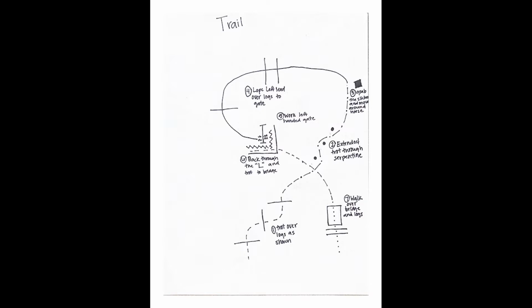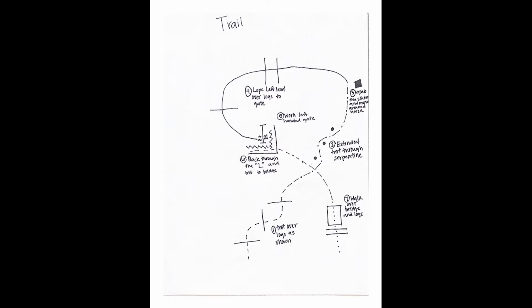So our first maneuver is trot over the logs in a serpentine. So I use that as maneuver 1. My abbreviation you'll see is TSO, trot serpentine over the poles. Maneuver 2, we have another serpentine, but it's through cones this time. And so you'll see I wrote extended trot serpentine. So there you're just going to want to be looking for a little bit of the extension in the stride.